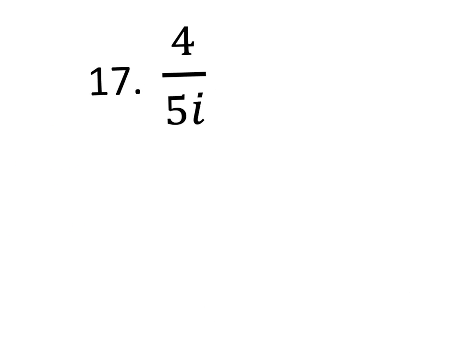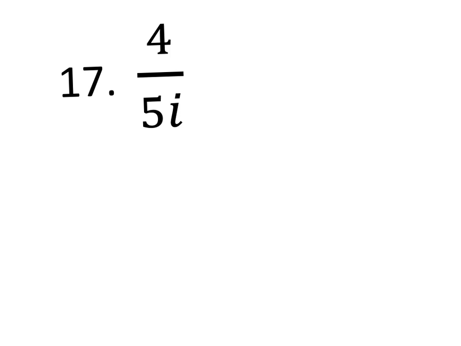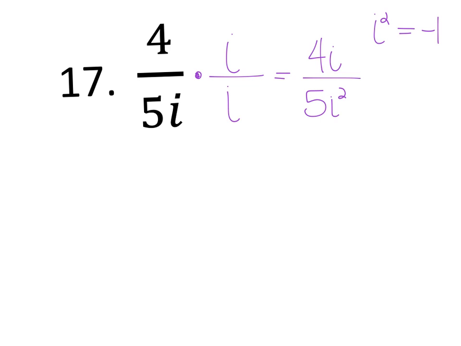Let's go to 17. 17 is kind of on the same aspect, except we don't have to multiply by the conjugate. I just don't want that i in the bottom. I really don't care about that 5, that can stay there. So I'm going to multiply by i over i to get that i out of the bottom. So 4 times i is 4i, and 5 times i is 5i squared. But again, we defined i squared as negative 1. So I'm going to have 4i on top, and then 5 times negative 1, which is negative 5. So I'm going to end up with negative 4i over 5.